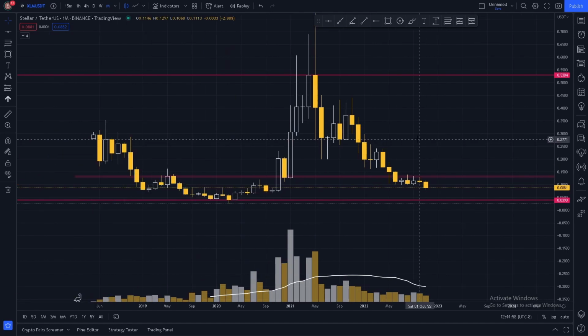Now, we also notice a key level right here, where we see multiple reactions to the level acting as resistance, and we see price reacting to the same level as support. So let's go ahead and hop to the weekly time frame.